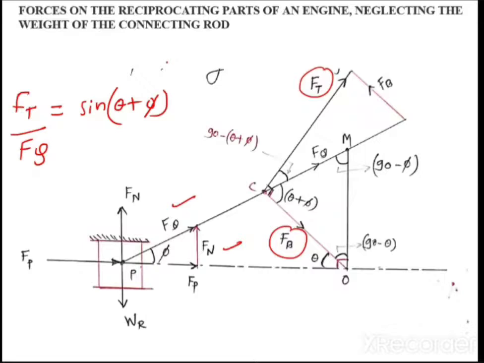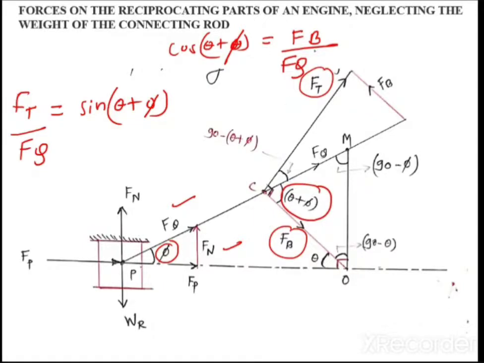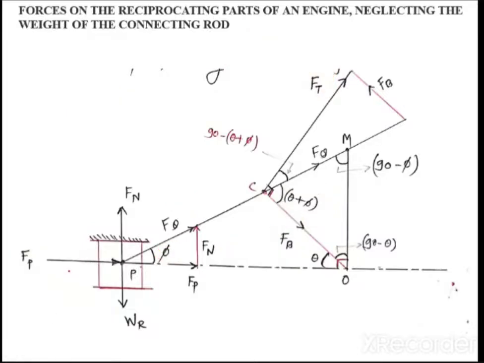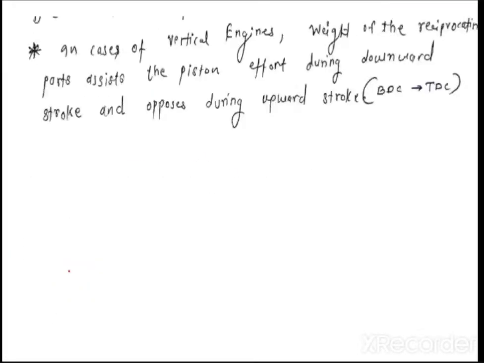Similarly, for Fb, one more formula I am getting: cos theta plus phi is equal to Fb upon Fq. So similarly, consider this phi, find Fq and Fn. Consider this theta plus phi, you are getting Fb and Ft. So by using this geometry, I am finding Ft and Fb. Is it clear, guys? Okay. So now I will move on to the next part.